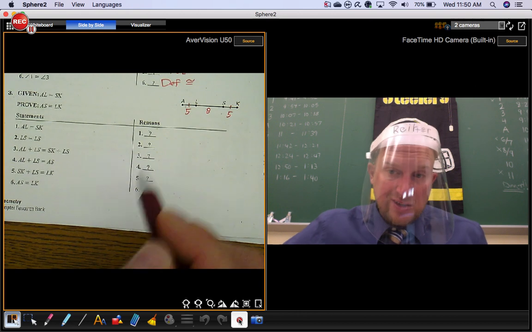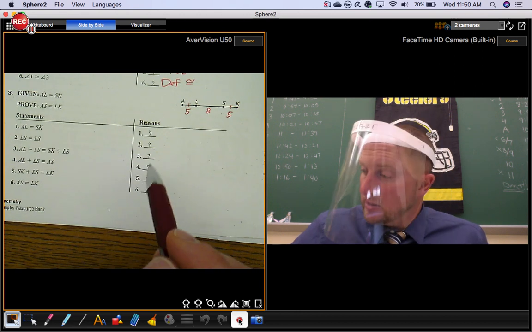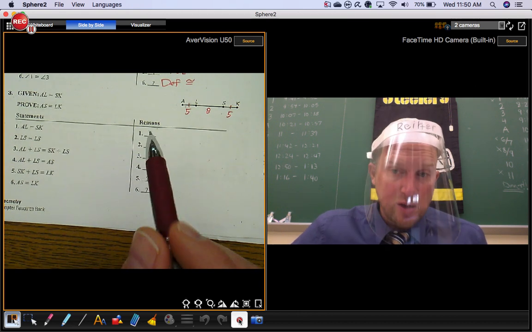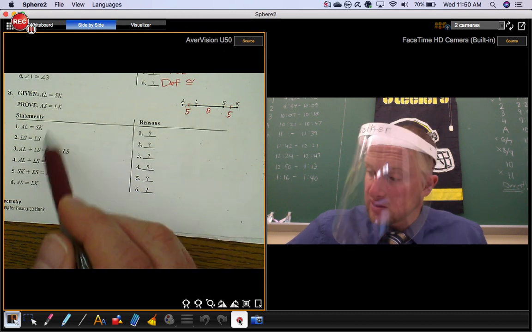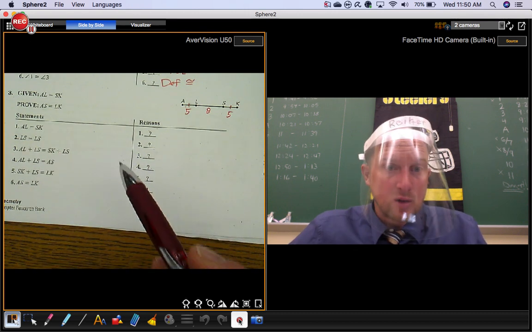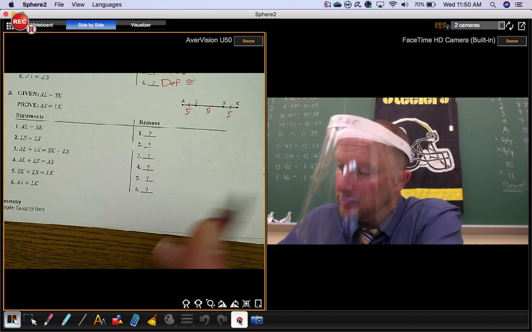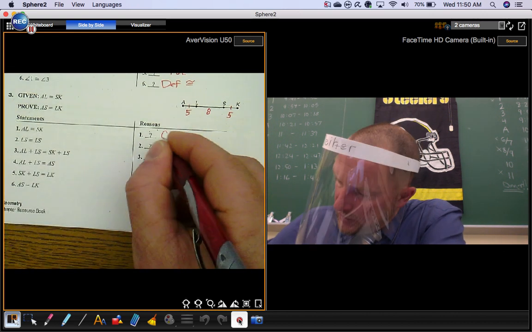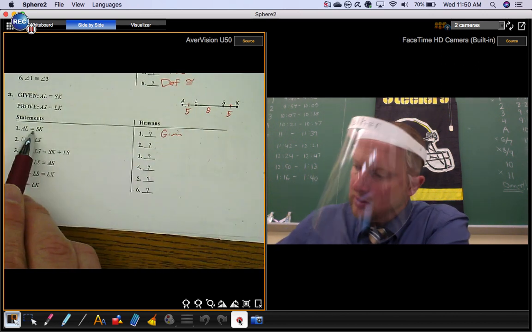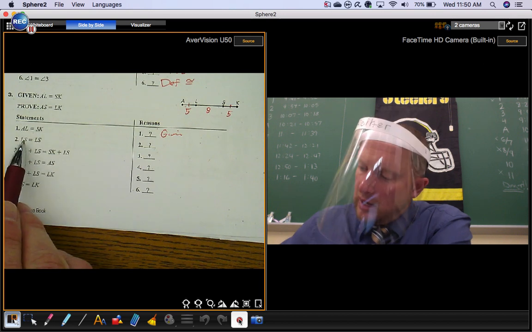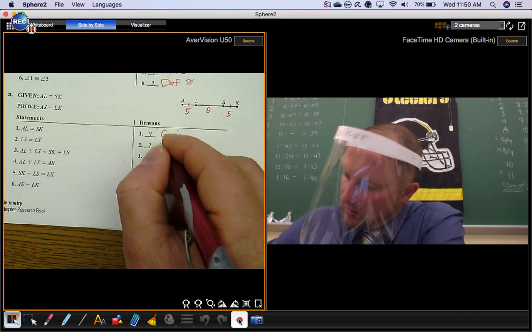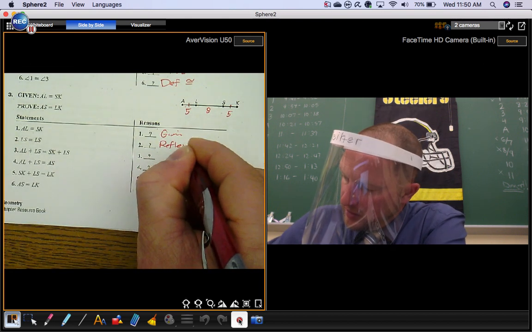And again, if you're stuck on this, probably a good strategy is to look at those other problems that are just the same as this. You're just using different letters. So hopefully the more you see this, the better you get. Okay, first step, that's your given. They give this to you to use. How do you know a segment is the same length as itself? That's reflexive.